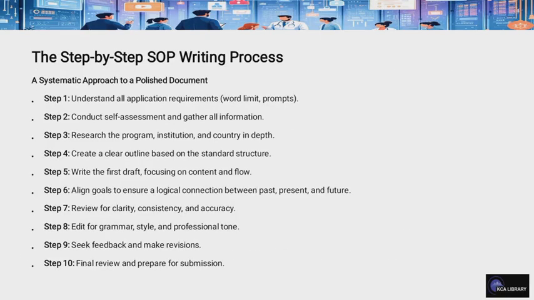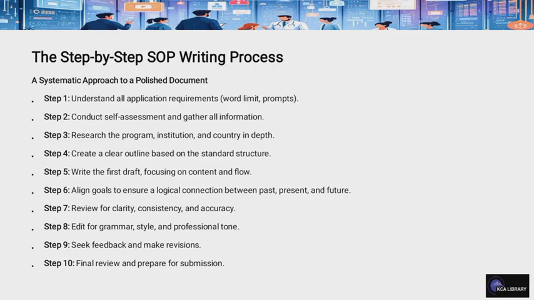Now, in writing this, you have these 10 steps. And the first step is understanding all application requirements, the word limits, the prompts, and everything. You need to understand it. The second is to conduct self-assessments and gather all information. Then you research the program, institution, and country in depth. The next is to create a clear outline based on the standard structure.